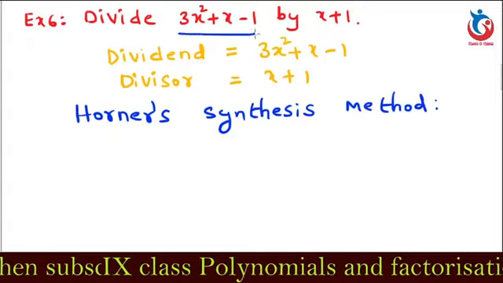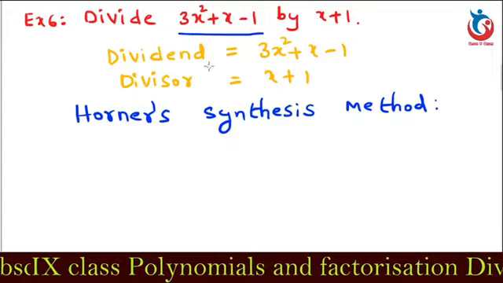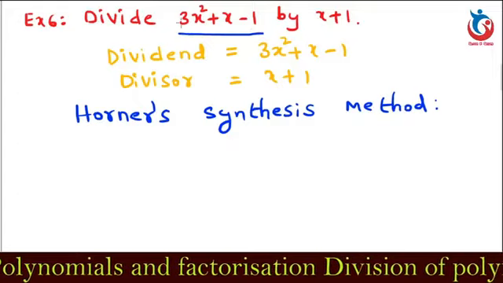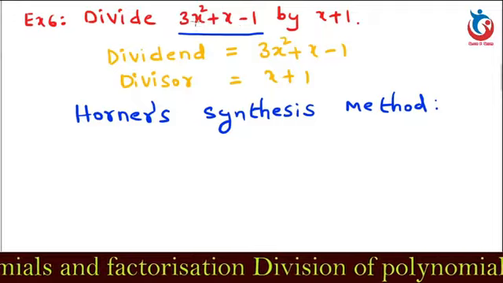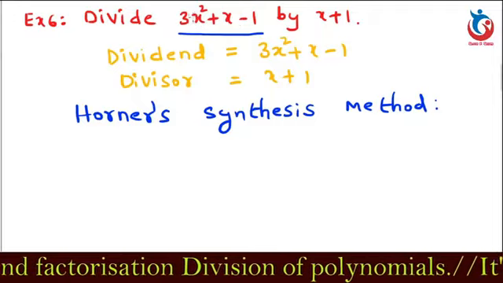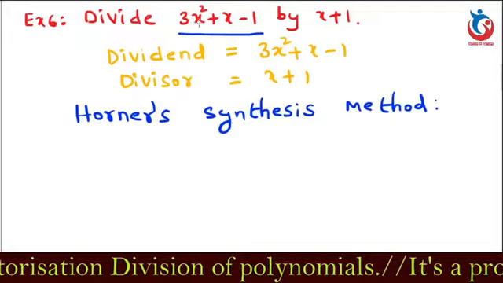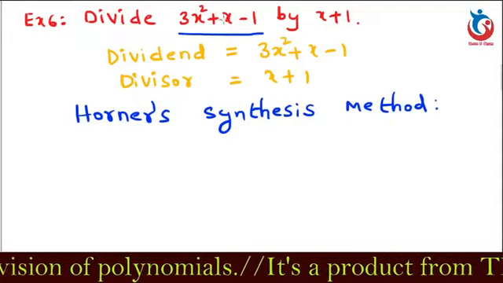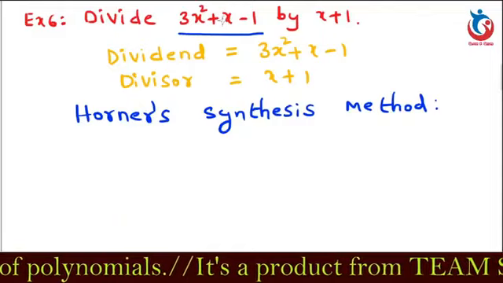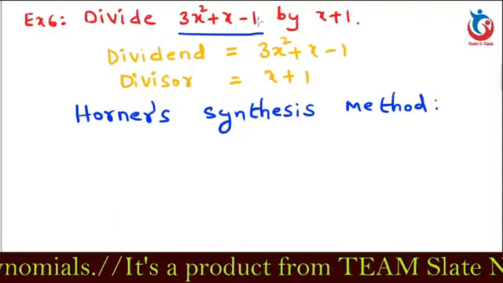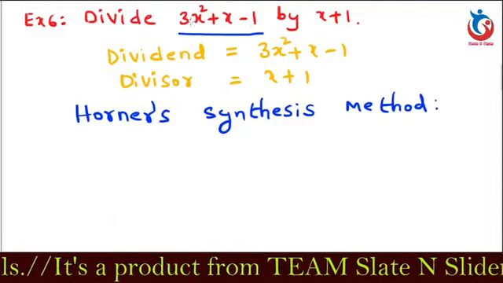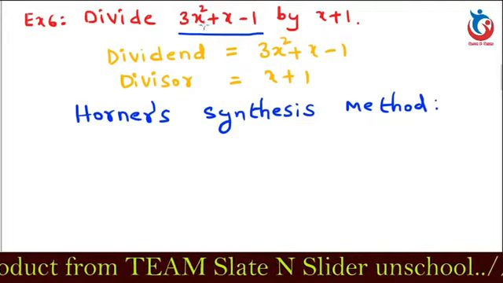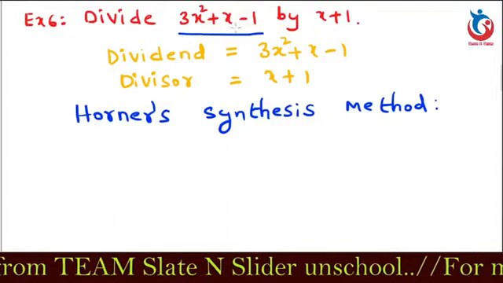observe this polynomial 3x square plus x minus 1. This should be in order. Order in the sense, first it should be the highest degree, so x power 2. After x power 2, definitely there should be x power 1, and then x power 0, that means the constant term. So this is the sequence. Definitely we have to observe the sequence. Yes, this polynomial is in sequence.